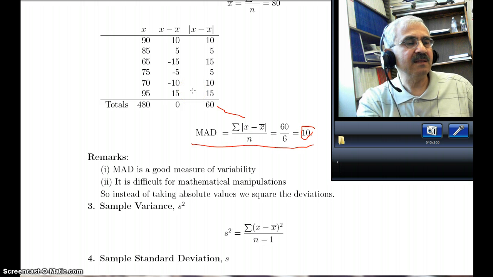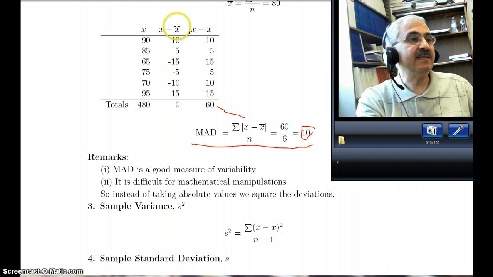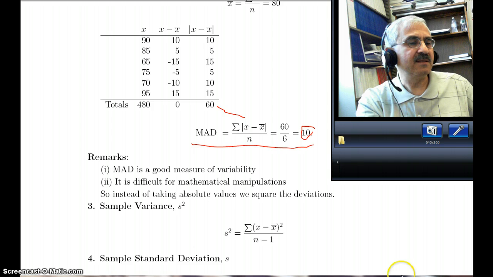What would be another way to measure those distances, but without using absolute value? You can't keep them the way they were because we have those negative numbers. So another way here is, instead of taking absolute value, let's square each one of these numbers. So the simple idea here is to take x minus x bar, what we did up there. Instead of taking absolute value, we square.